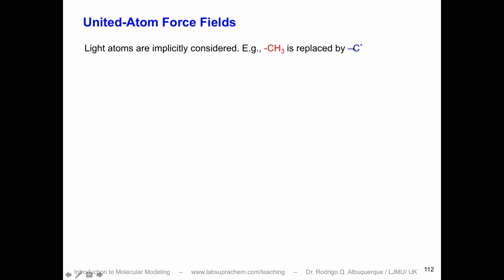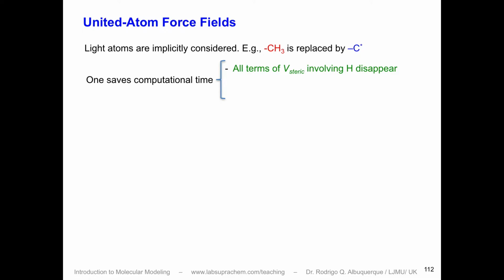I'm symbolizing it as a C, but the mass actually increases a bit, and the parameters are slightly different, so that it takes into account the hydrogens without explicitly simulating the hydrogens. The main reason to do that is because one saves computational time. For instance, all terms of the potential energy involving hydrogens will disappear. So we don't need to compute many interactions involving the hydrogens here.